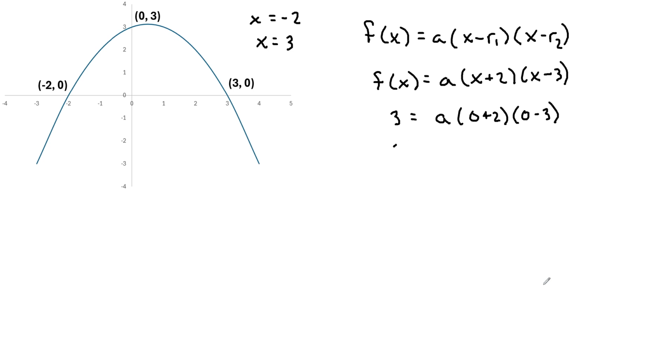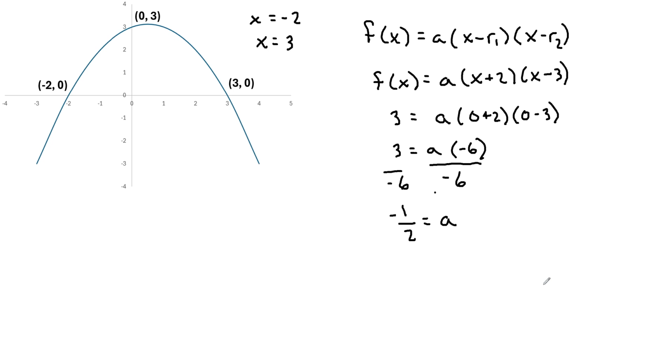So we get 3 is equal to a times (0 plus 2), that's 2, times (0 minus 3), which is -3, so 2 times -3 is -6. And to solve for a, we can just divide both sides by -6. So 3 divided by -6, that can be simplified to -1/2, is equal to a.